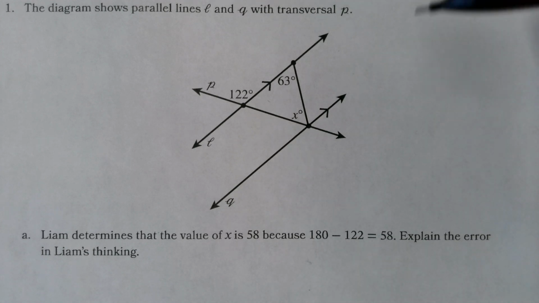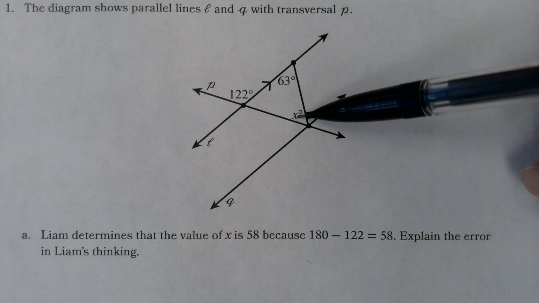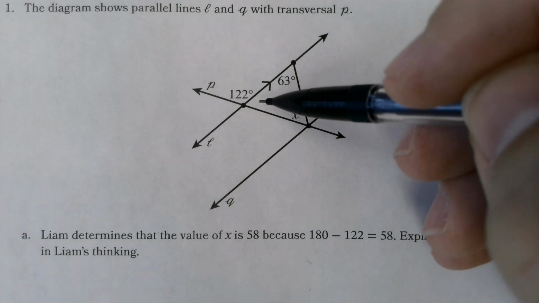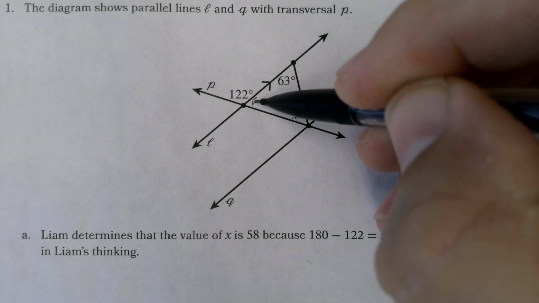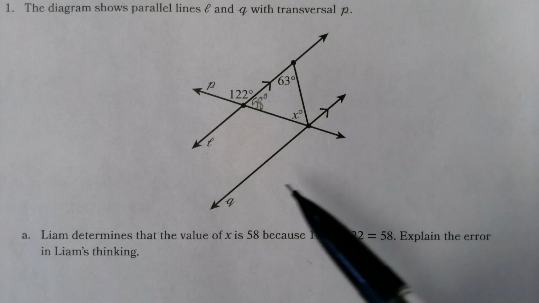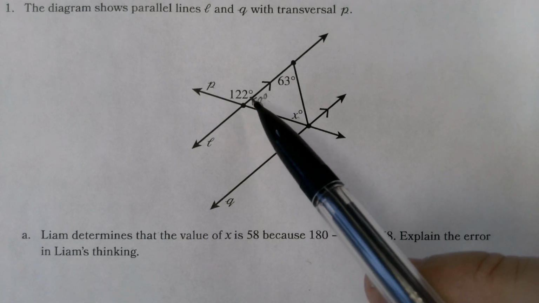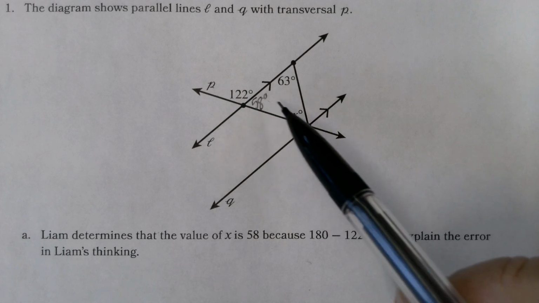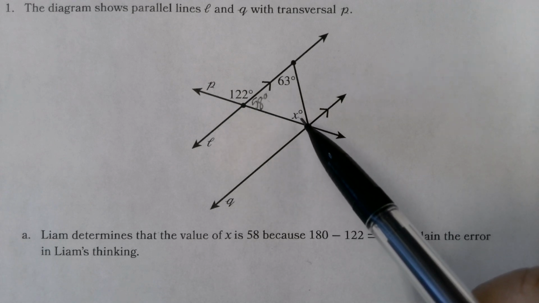Well, that is correct. That is not finding this angle right here. What Liam found was this angle. This angle is 58 degrees. Okay? So Liam found the supplementary angle, not the angle that has a measure of x degrees.